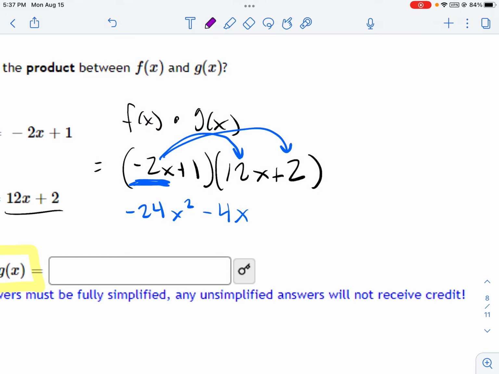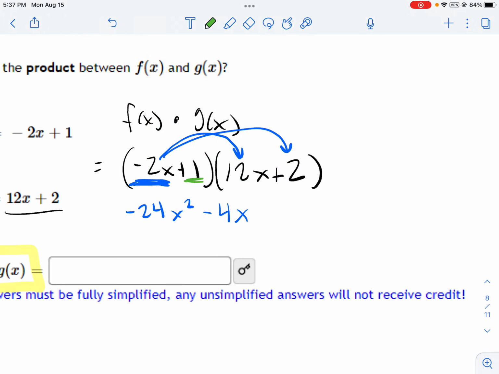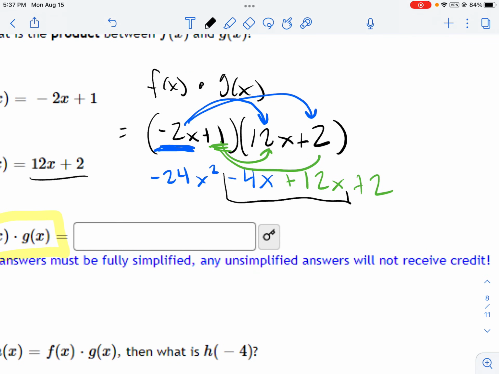Alright, next we have, let me make it a little more obvious, a 1, which also multiplies through. So 1 times 12x, that's 12x. 1 times 12 is 12, x stays the same. 1 times 2 is 2. Do we have any like terms? Yeah, you have your negative 4x and the 12x. So all you need to do from there is combine those together, which gives us 8x.